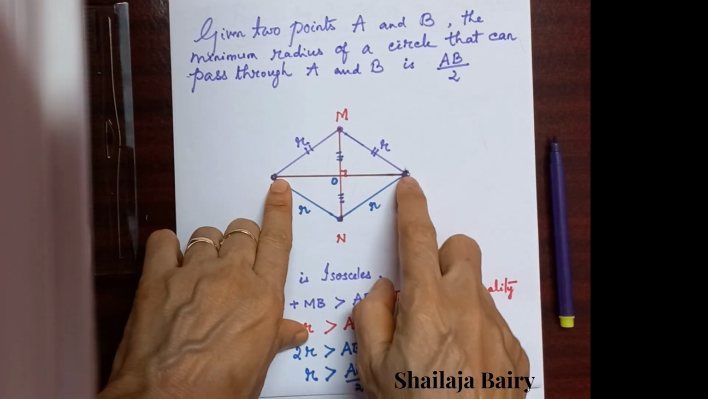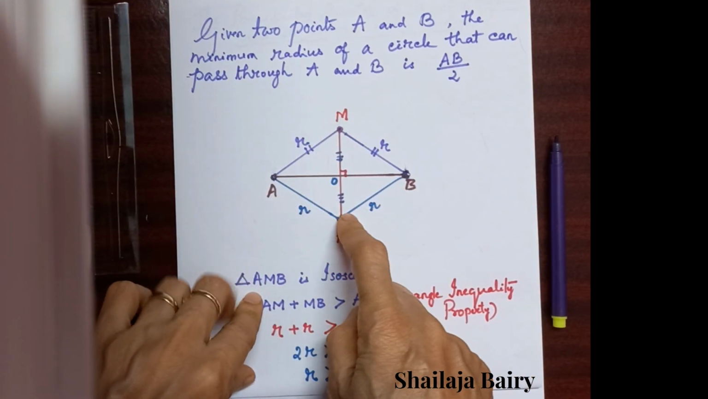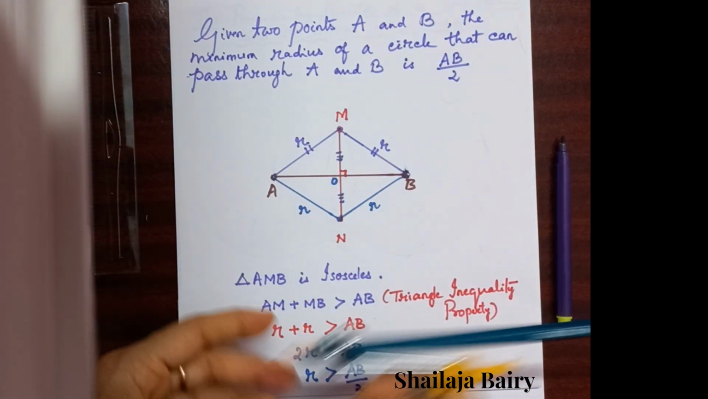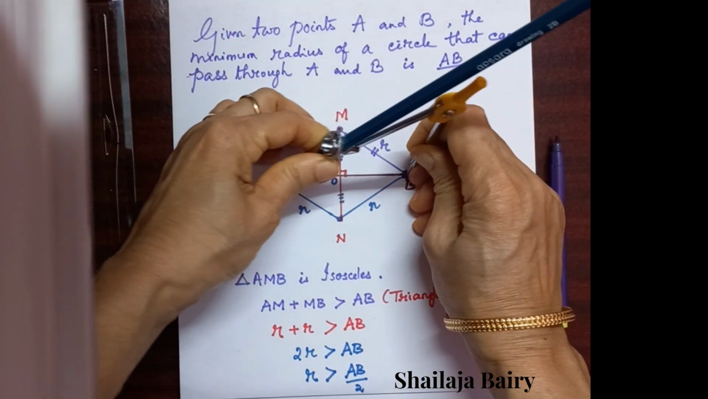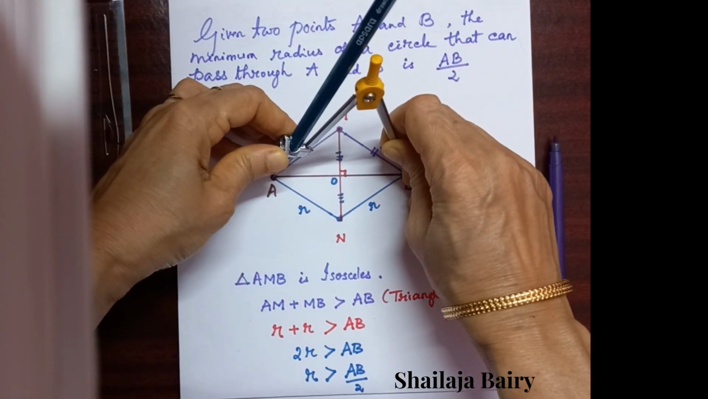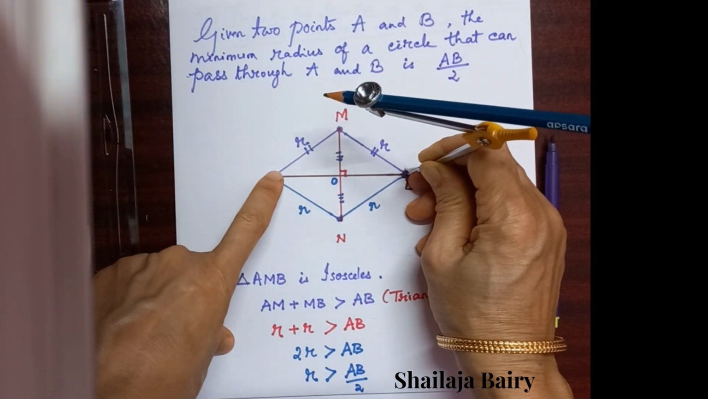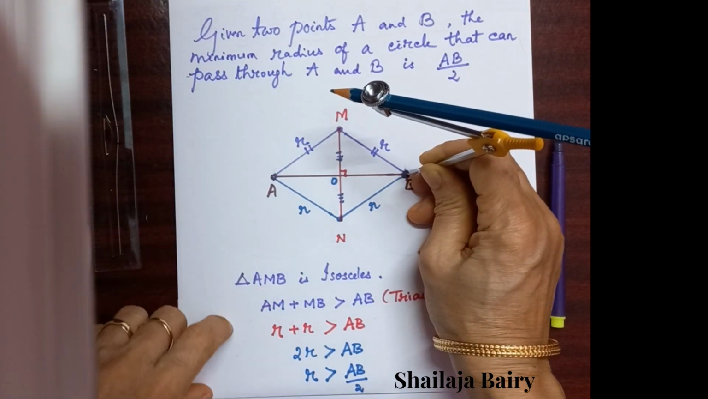So AB is the given line segment and MN is its bisector, and we had drawn here two congruent circles in the process. Now consider AB. What is this idea? It is telling us that I am given 2 points A and B, and I have to draw a circle which passes through both A and B.